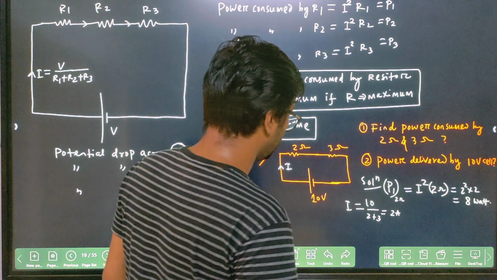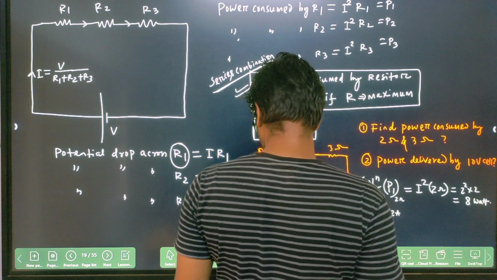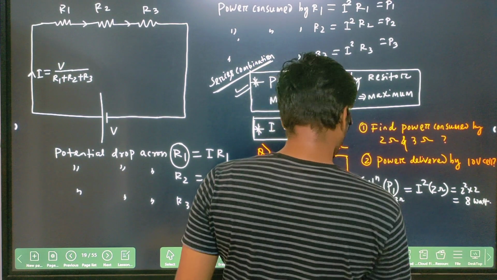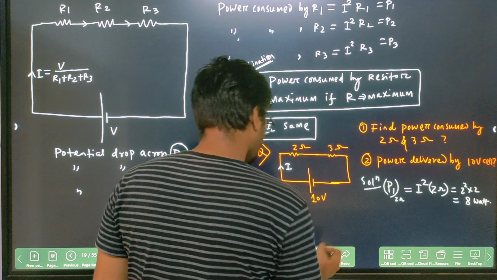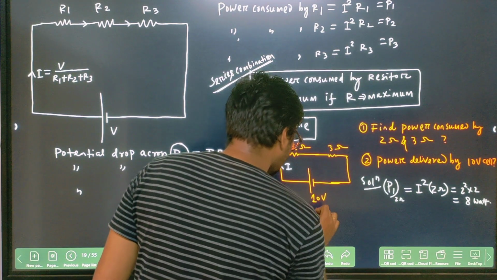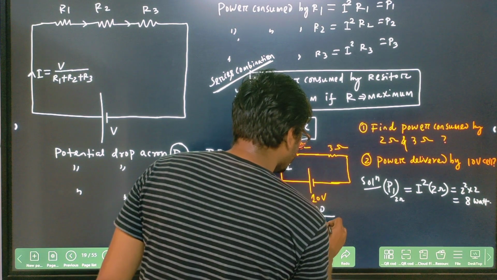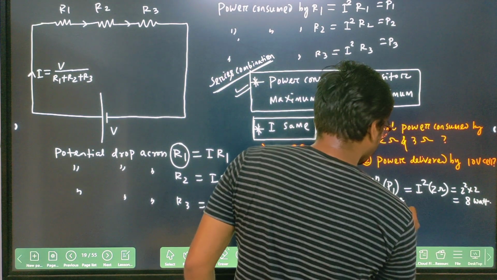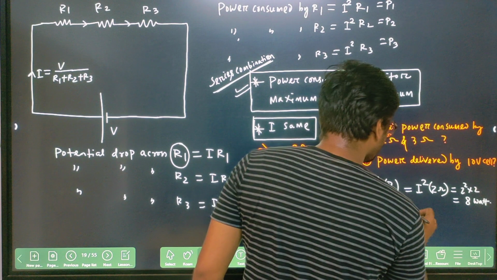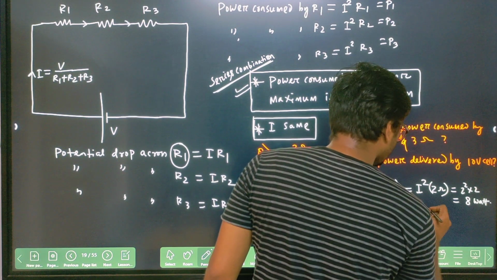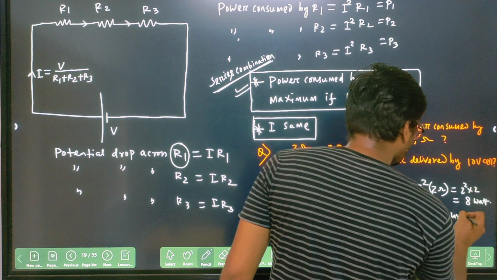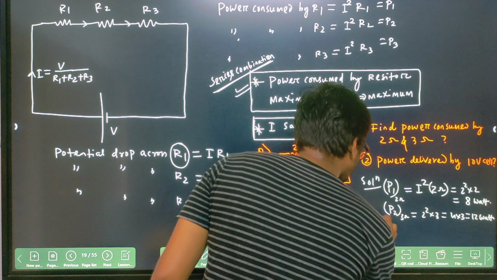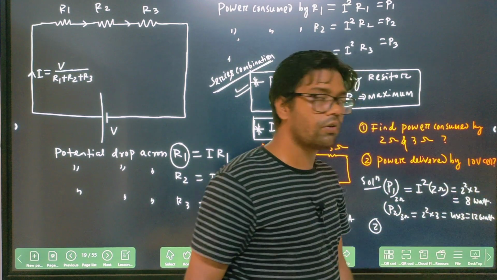Clear? Then I am asking, find out the power through the 3 ohm. Just a minute, here I can write this one. Current I is 10 divided by 2 plus 3, this will be 2 ampere. Clear? Now power through the 3 ohm will be I square into 3. So this will be 2 square into 3, 4 into 3 will be 12 watt. Right? Now second question. Power delivered by the 10 volt cell.